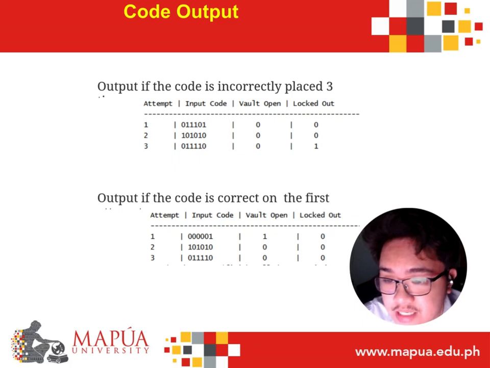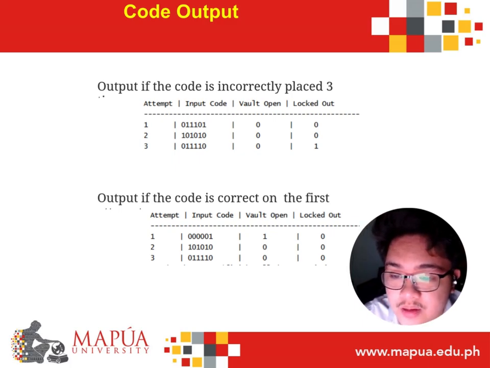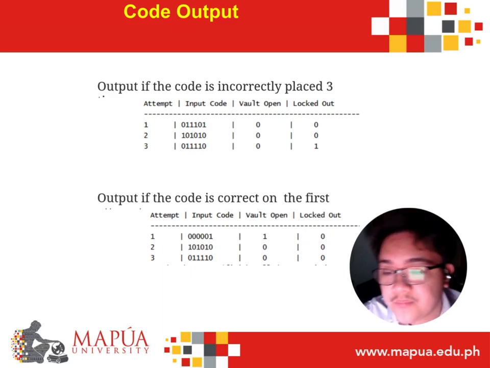The second one is the output if the code is correct on the first attempt. As you can see, the input code is 000001 and the vault opened. After that, it really doesn't matter what the succeeding input code attempts are, because the vault is already opened.